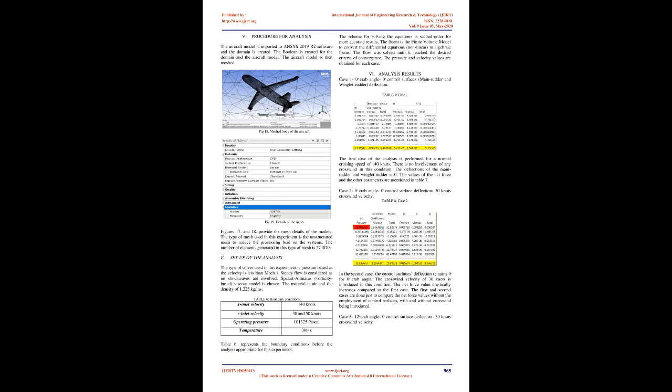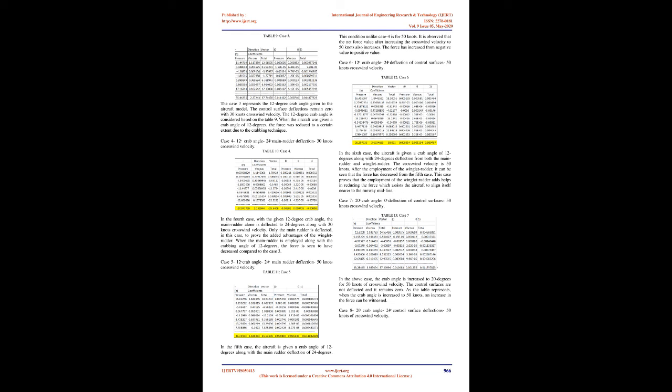Case 4. 12 crab angle, 24 main rudder deflection, 30 knots crosswind velocity. Table 10, Case 4. In the fourth case, with the given 12-degree crab angle, the main rudder alone is deflected to 24 degrees along with 30 knots crosswind velocity. Only the main rudder is deflected, in this case, to prove the added advantages of the winglet-rudder. When the main rudder is employed along with the crabbing angle of 12 degrees, the force is seen to have decreased compared to the Case 3.